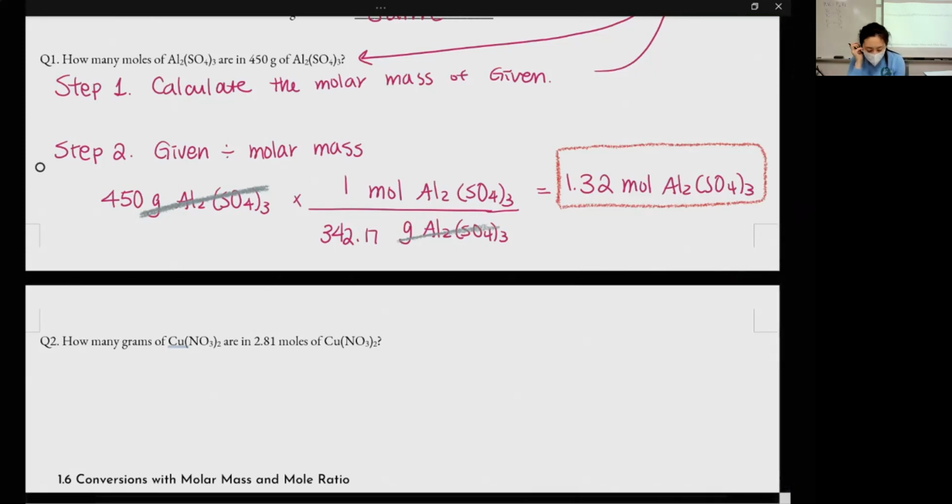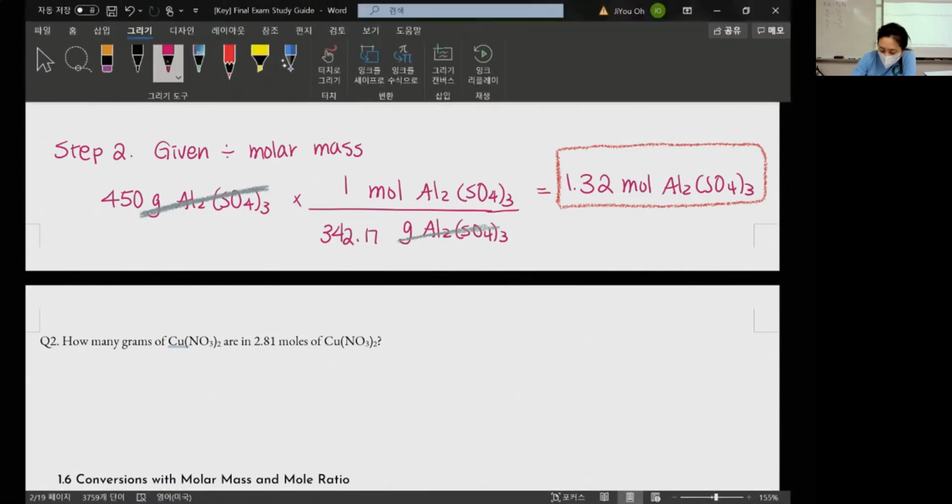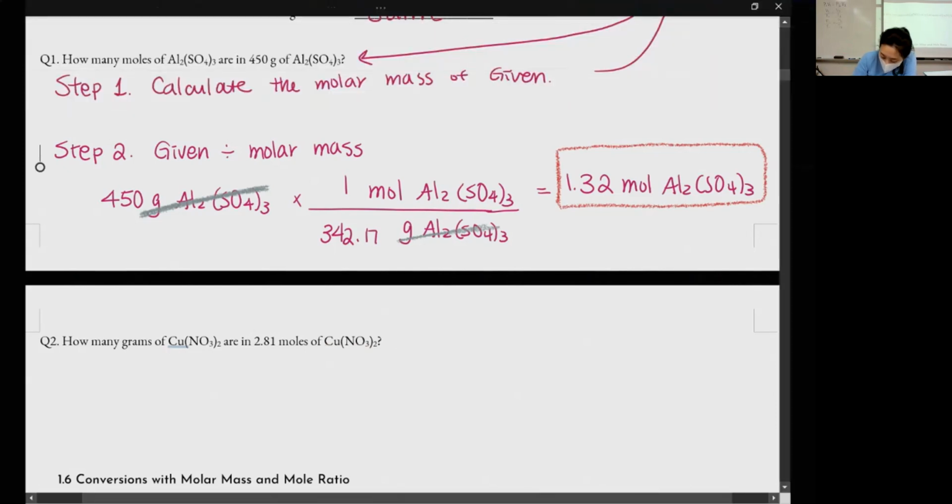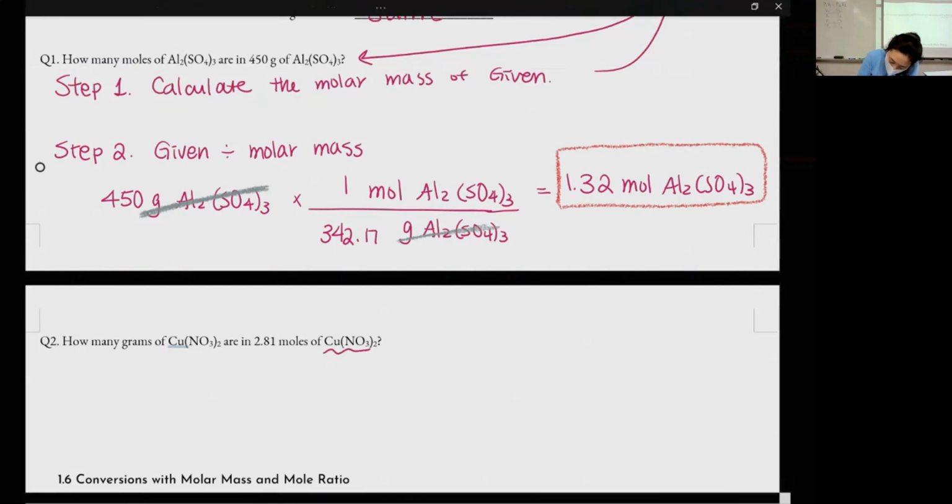Okay. Question 2, it says how many grams of Cu(NO3)2 are in 2.81 moles of Cu(NO3)2. Again, we're going to calculate the molar mass of the given. We know that our given is Cu(NO3)2. So we're going to follow each step. Step 1, calculate the molar mass of the given.